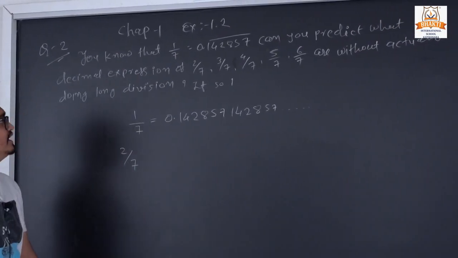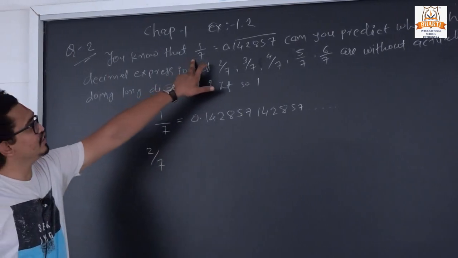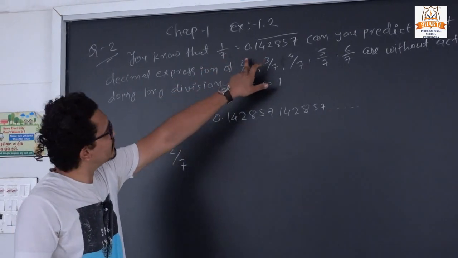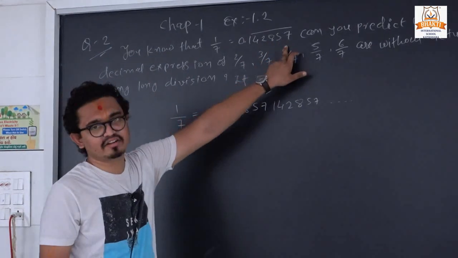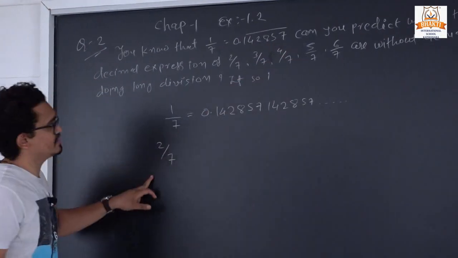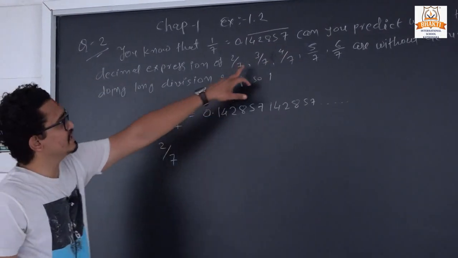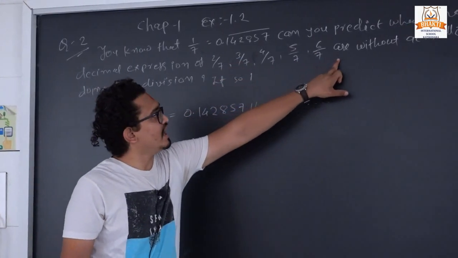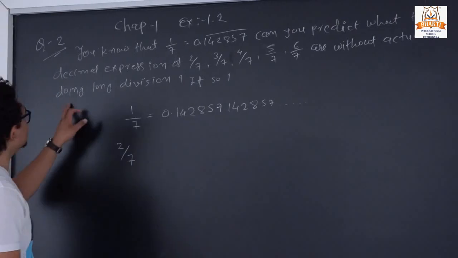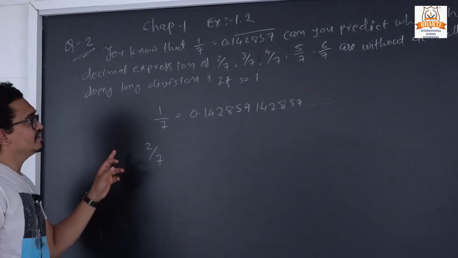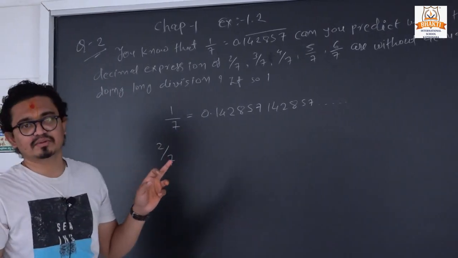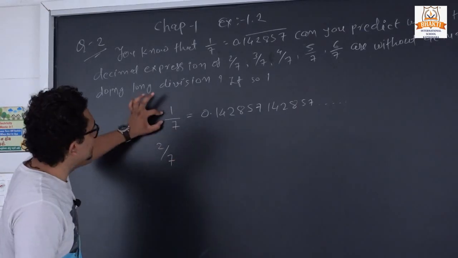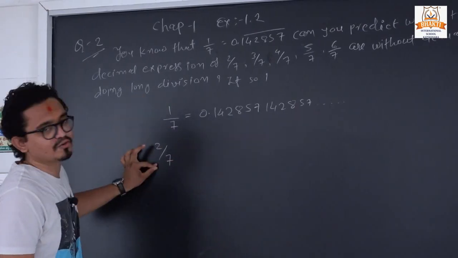So we need to find, if the value of 1 by 7 is equal to 0.142857, what is the value of 2 by 7, 3 by 7, 4 by 7, 5 by 7 and 6 by 7, without actually doing the long division. So here we do not perform the long division method, but from 1 by 7 we can find the value of 2 by 7.